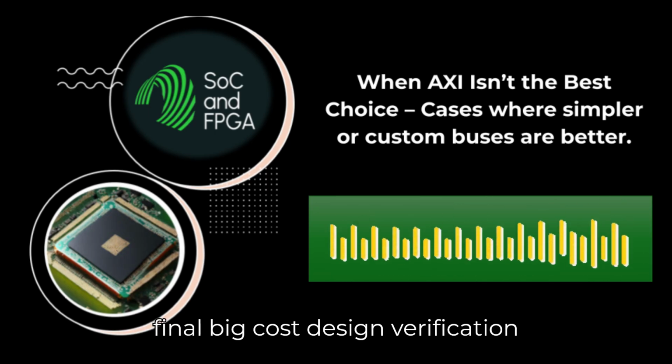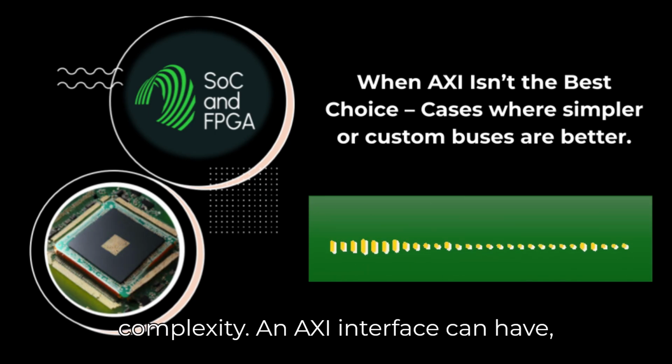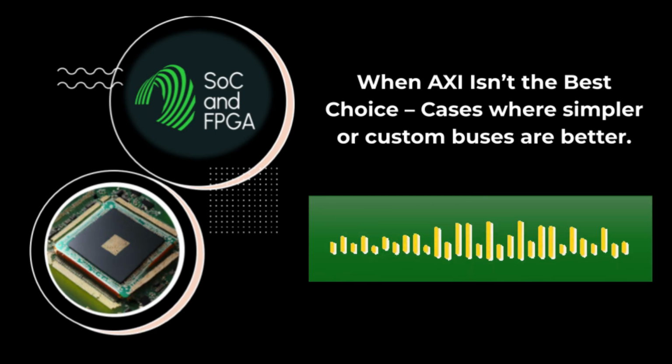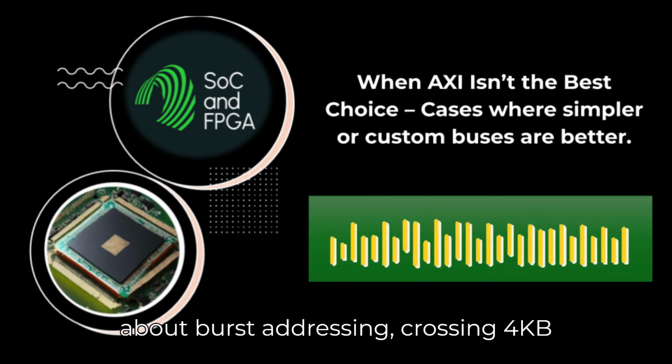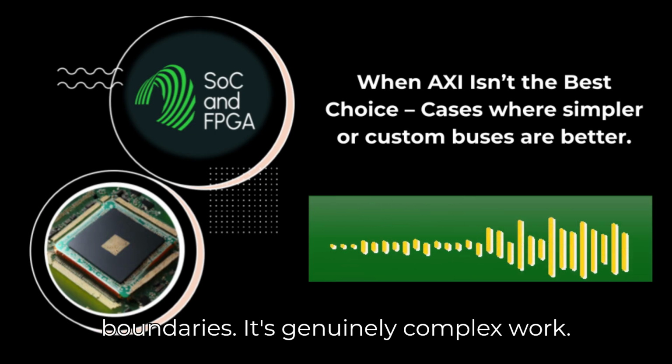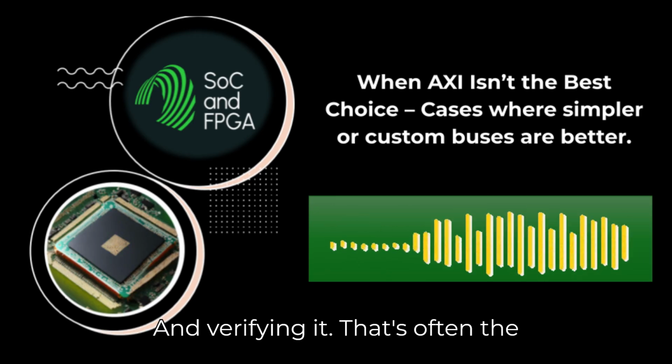That's the final big cost. Design and verification complexity. An AXI interface can have over 100 signals. Implementing it correctly, following all the rules about burst addressing, crossing 4 kilobyte boundaries, it's genuinely complex work. And verifying it, that's often the biggest challenge.